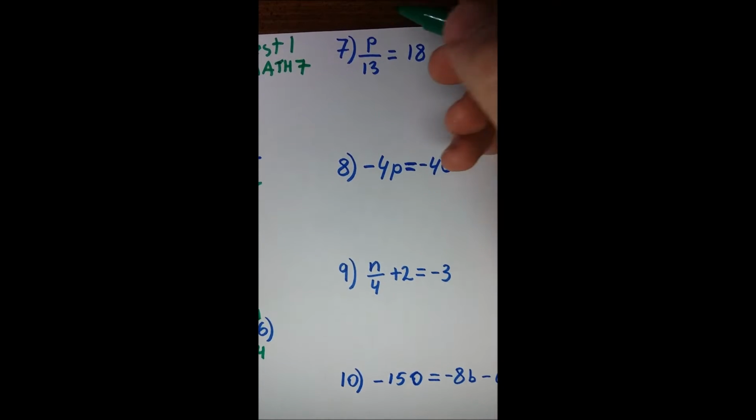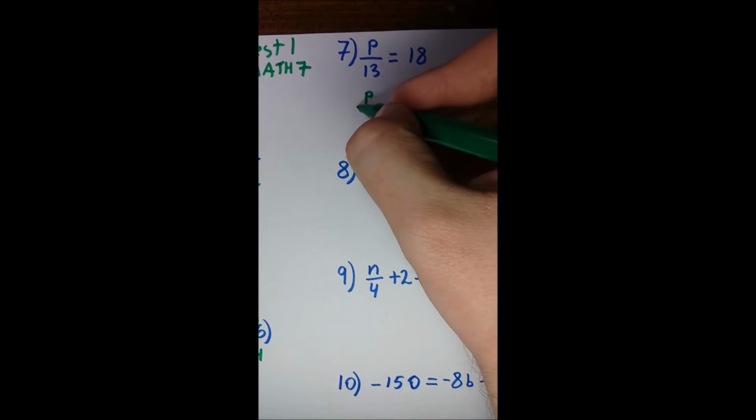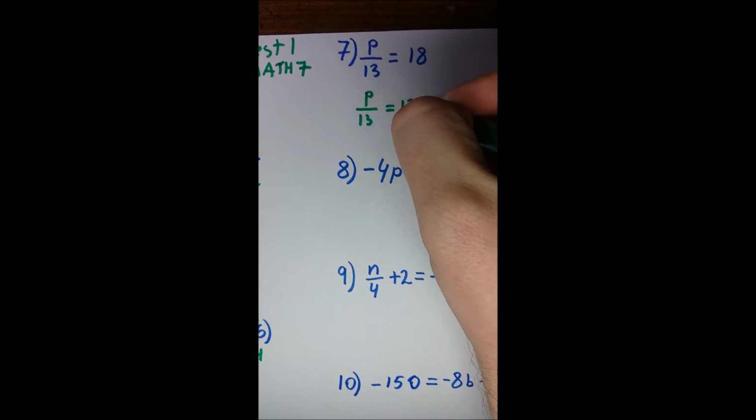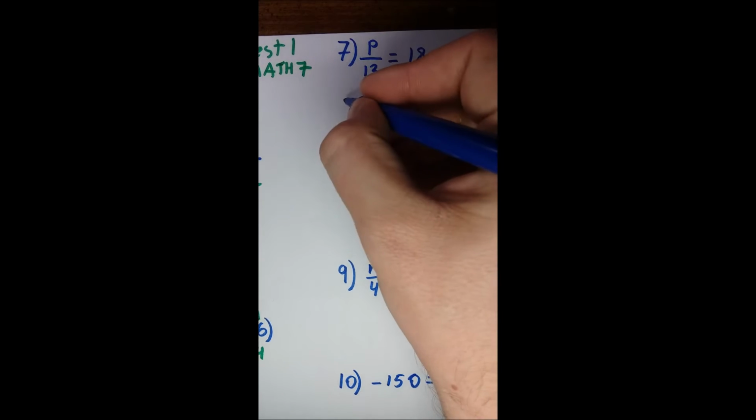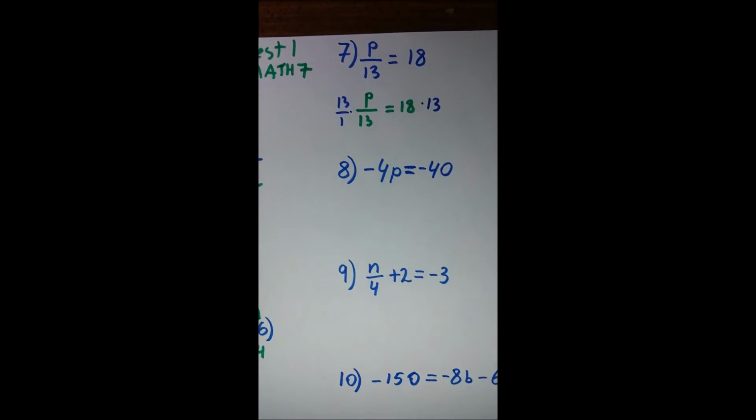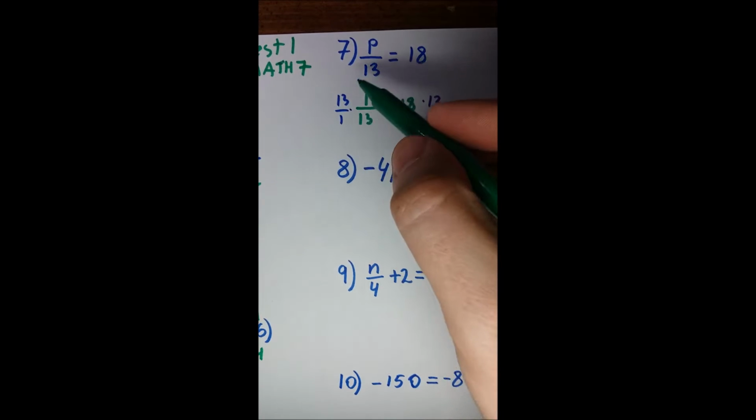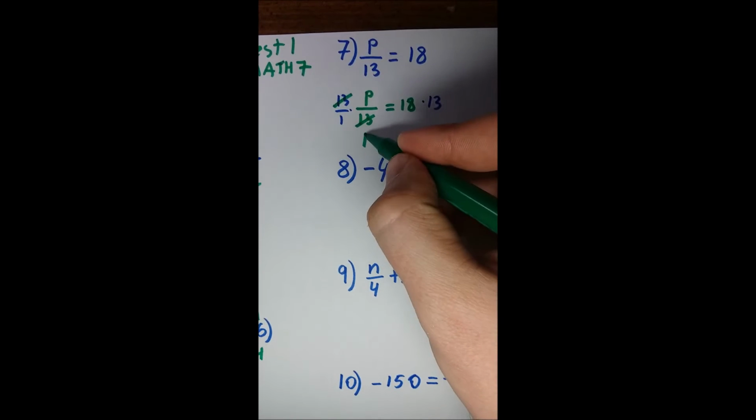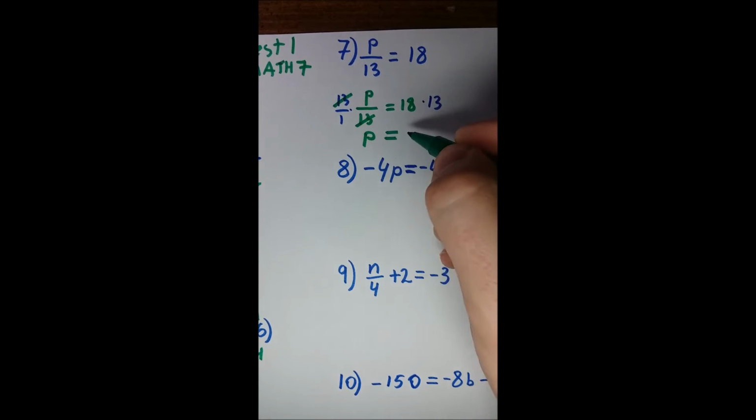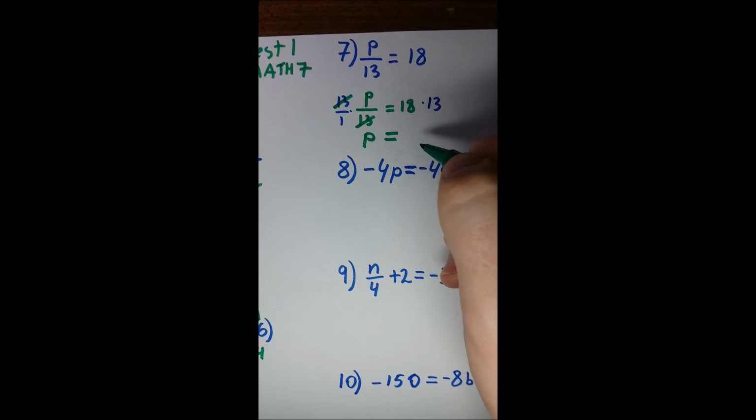Question 7. p over 13 equals 18. So you need to multiply by 13 on both sides. So I'm going to rewrite it here actually. p over 13 equals 18. So you've got to multiply both sides by 13. On the left, I multiplied by 13 over 1 because we're dealing with a fraction. So numerator and denominator cancel out. So p equals 234.